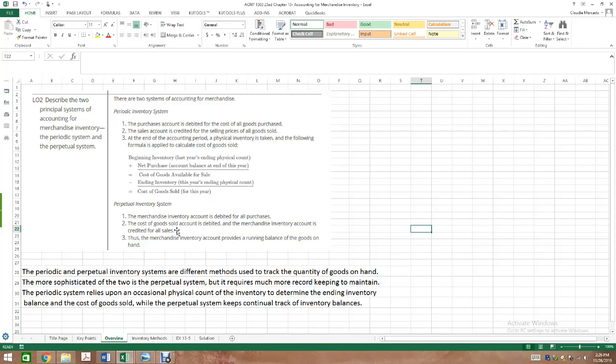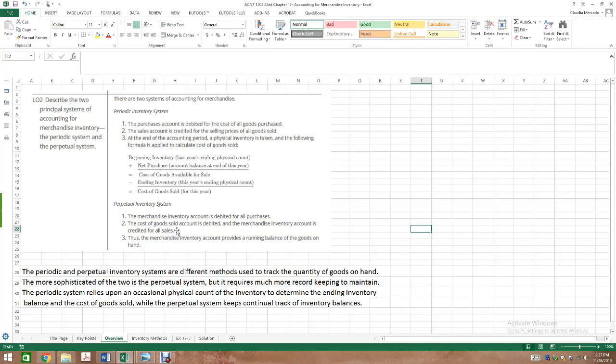Okay. So the periodic system relies on an occasional physical count of the inventory to determine the ending inventory balance and the cost of goods sold, while the perpetual system allows you to keep continual track of the inventory balances. Okay. So there's no right or wrong answer. It's just preference. Whichever one you select, you must keep on using. You can't change back and forth.